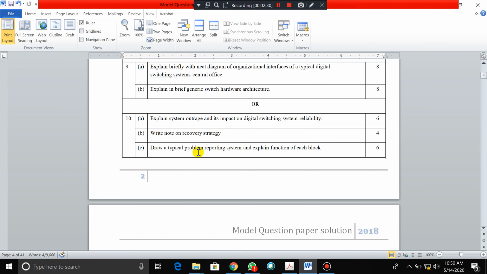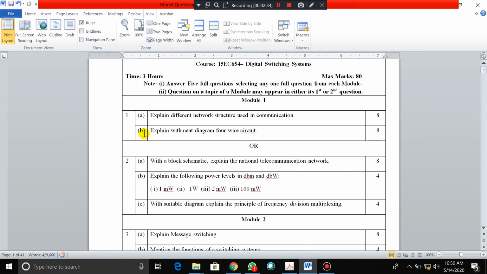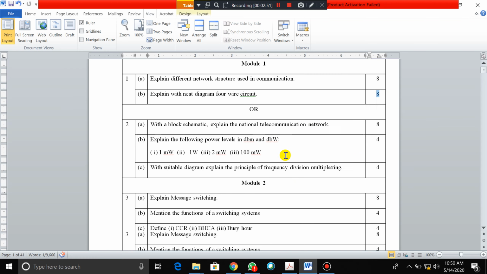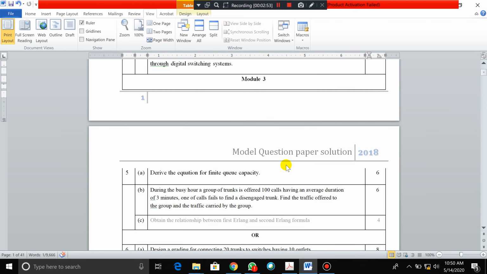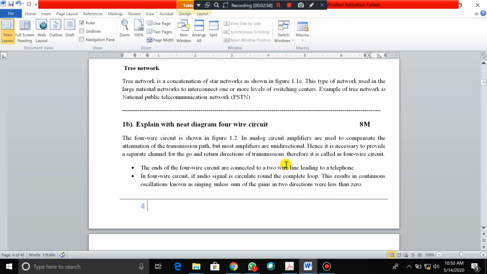So, next, 1B: explain with a neat diagram the 4-wire circuit. This is a very important question because if you refer to previous year question papers, they will definitely ask this. This is for 8 to 10 marks. There is a block diagram and there are explanations. Step by step, try to explain the things. Practice the diagram.